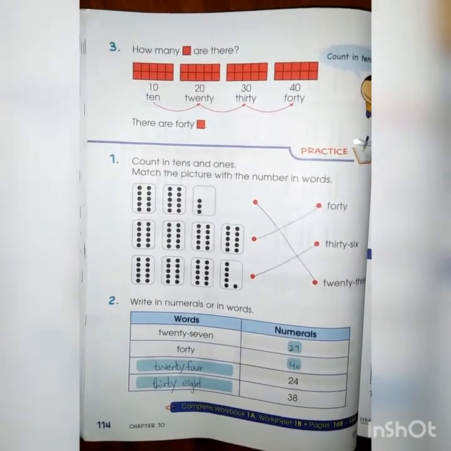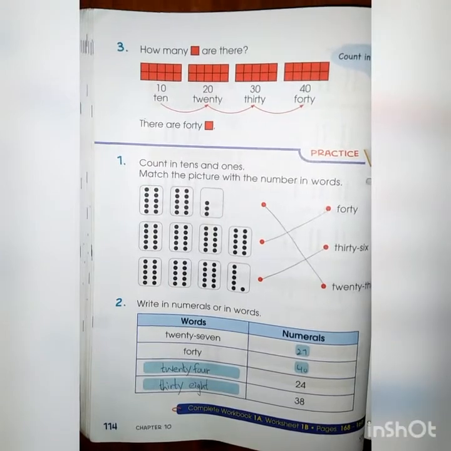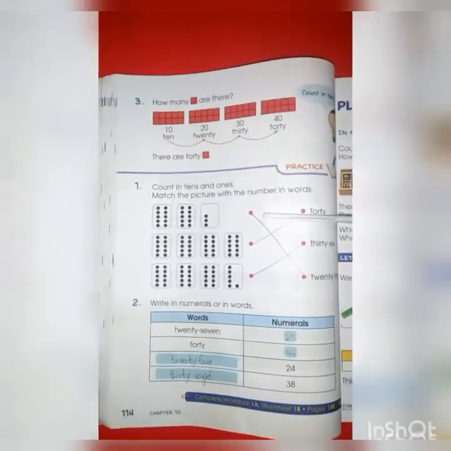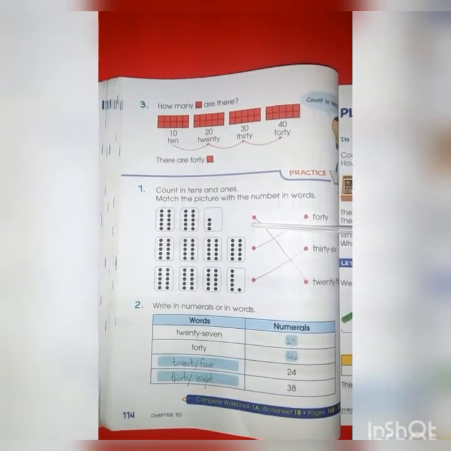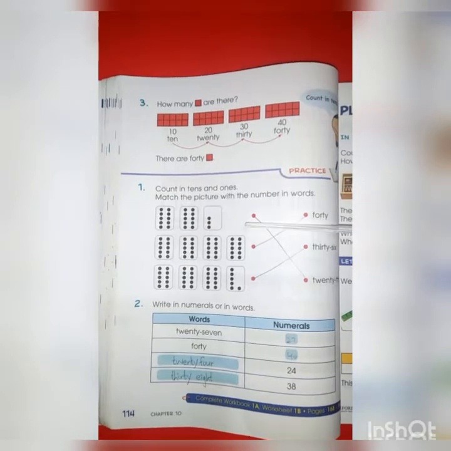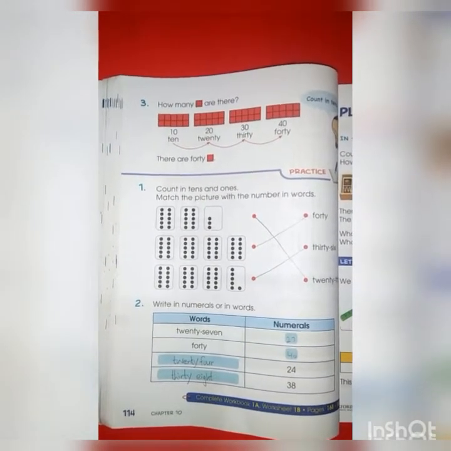Let's practice. Number 1. Count in tens and ones. Match the picture with the number in words. First of all, we will count the numbers in tens and ones. Then we will match the picture with the words. Okay.